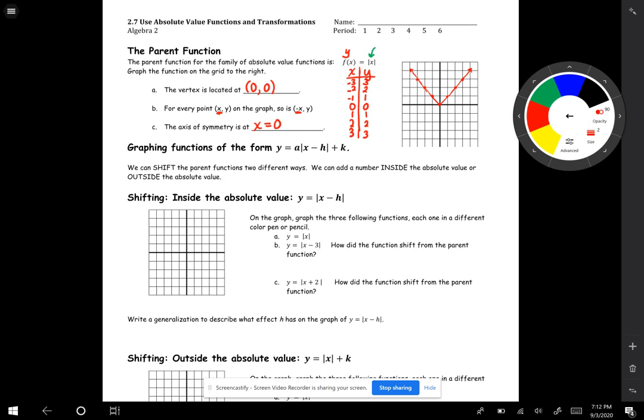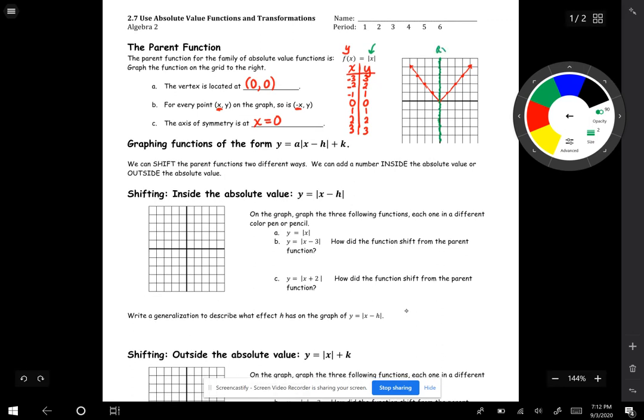The axis of symmetry is a line that, I'm going to put a squiggly line right here, cuts the absolute value function into two equal halves. It's a mirror line. We won't do it for all the others, but that's what the axis of symmetry is. So this is x equals 0, your axis of symmetry.